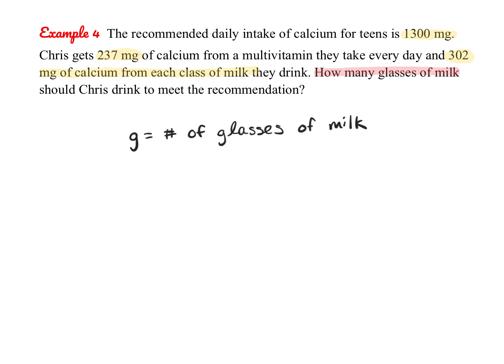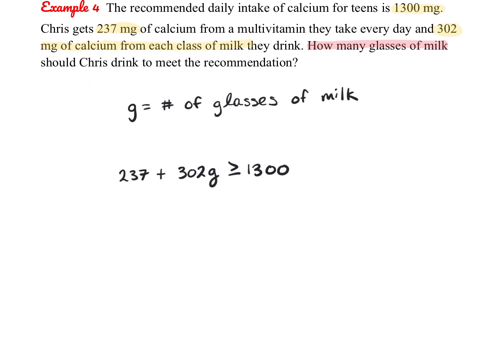So that 237 milligrams from the multivitamin, that's just kind of a constant. He's going to get that amount plus 302 milligrams from each glass of milk. So we'd say 302 times G, however many glasses they drink, and that needs to be greater than or equal to 1,300. So here we've set up our inequality. So now we just need to solve.